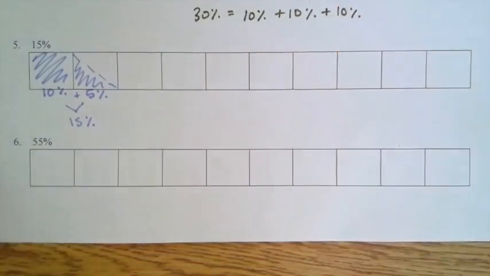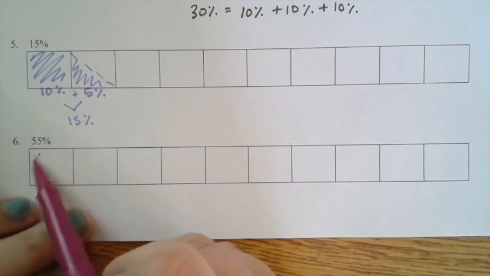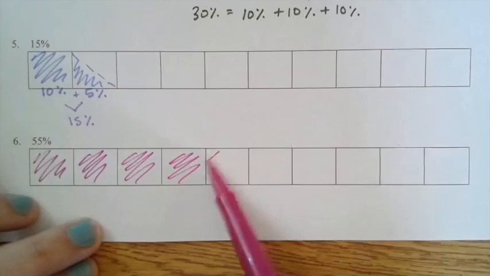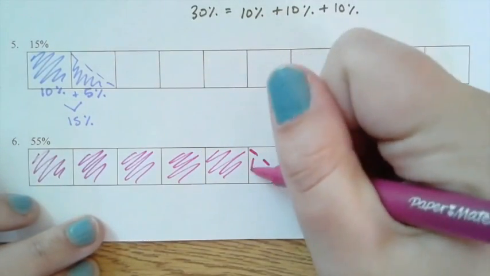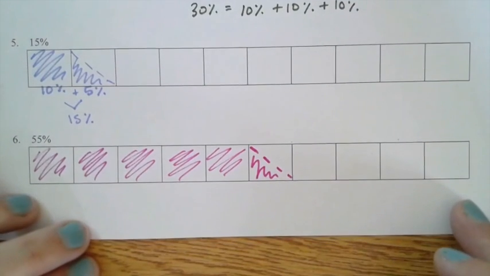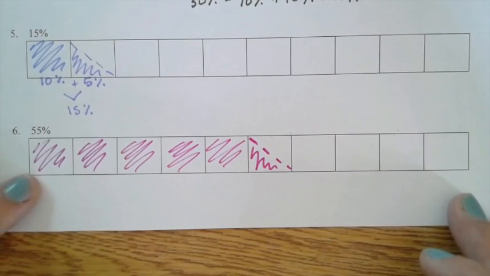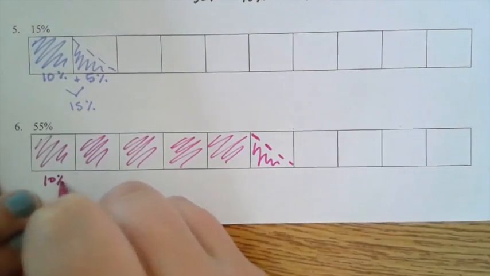Okay. 55%. Same as our warm-up, right? I'm going to fill in 5 of these boxes. And a half. How much are each of these boxes worth? 10, 10, 10, 10, and 5.